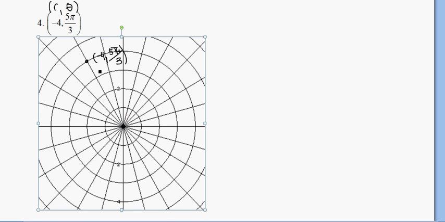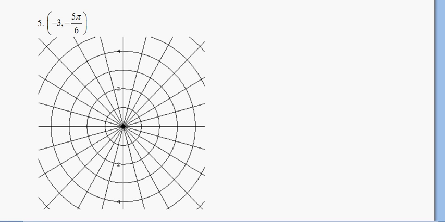It's kind of annoying. Okay, so notice when it's a negative radius, you go in the opposite direction, and 5 pi over 3 was this angle in the 4th quadrant, so we go over to the one 180 degrees or pi radians away in the 2nd quadrant. So the pi over 3 angle that's in the 2nd quadrant.